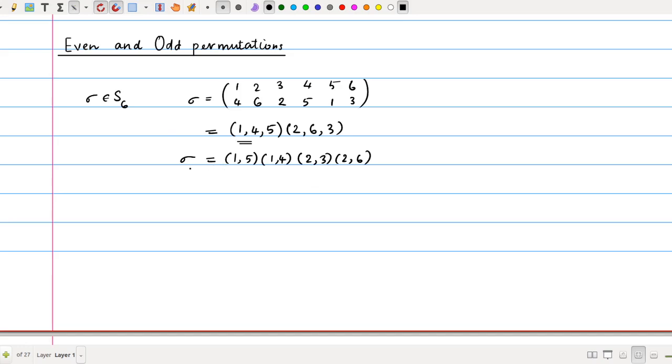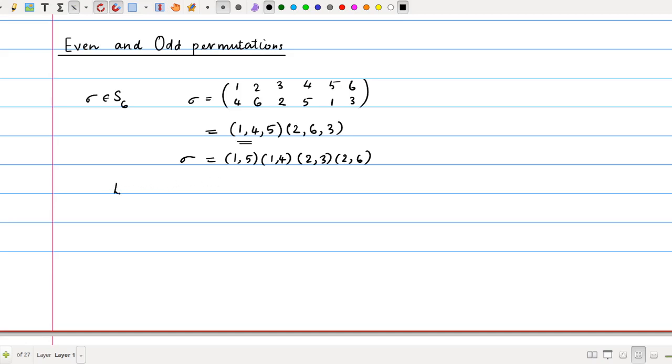So once you write sigma as a product of 4 transpositions, that contains an even number of transpositions. So every expression of sigma as a product of transpositions should contain an even number of 2-cycles or transpositions. That is what we have proved in the last class. Using this idea, we can classify an arbitrary permutation in Sn as an even permutation or an odd permutation.